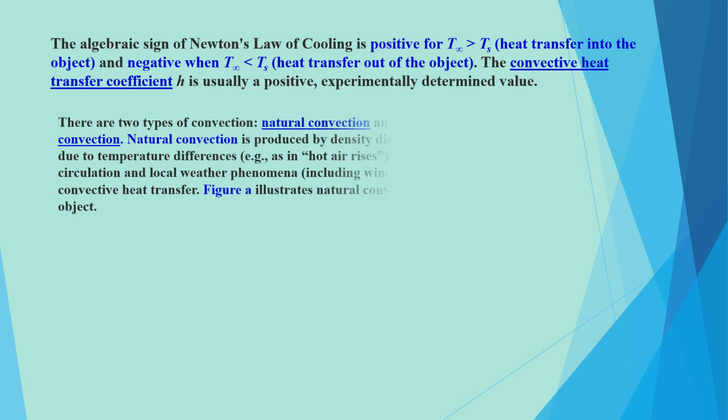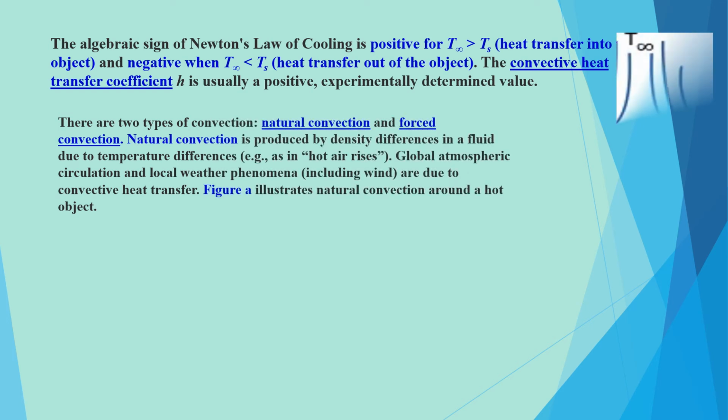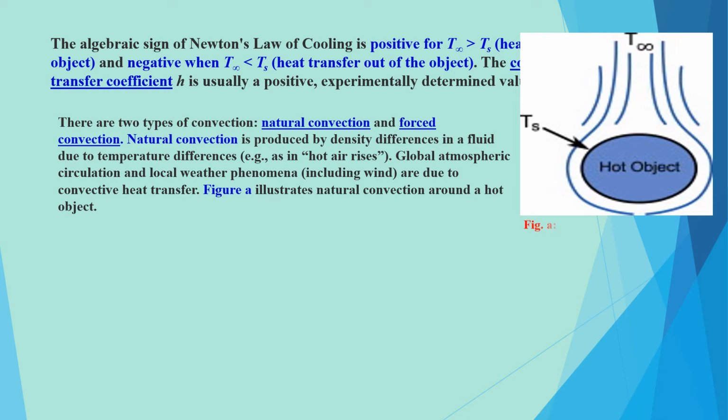There are two types of convection: natural convection and forced convection. Natural convection is produced by density differences in a fluid due to temperature differences, for example, hot air rises. Global atmospheric circulation and local weather phenomena, including wind, are due to convective heat transfer. Figure A illustrates natural convection around a hot object.